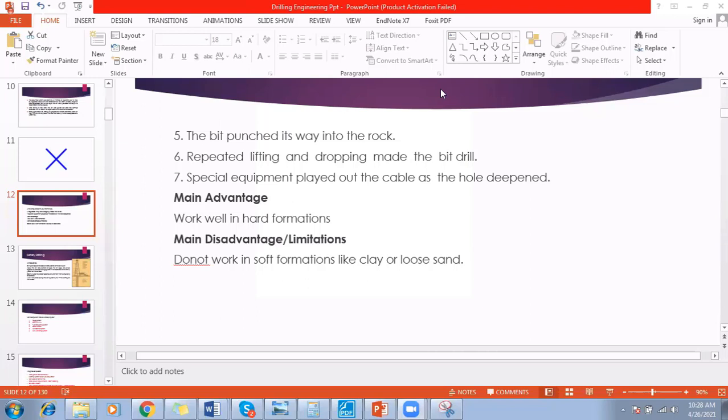Name any hard formation. Quartz is not a rock, it is a mineral. You need to name any rock, not a mineral. So kindly tell me the name of any rock.